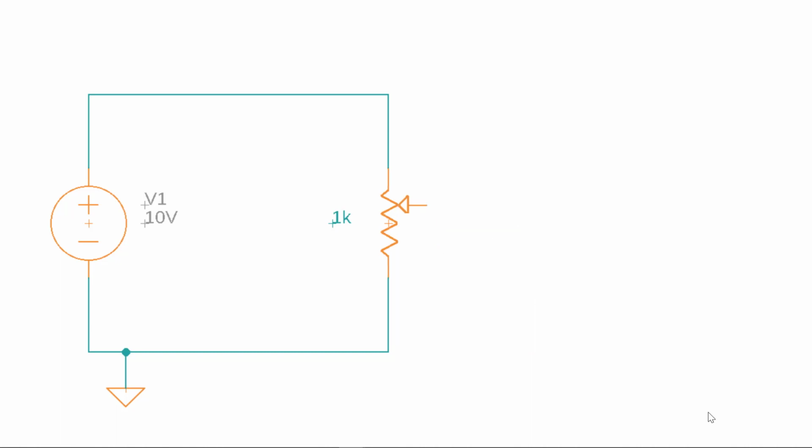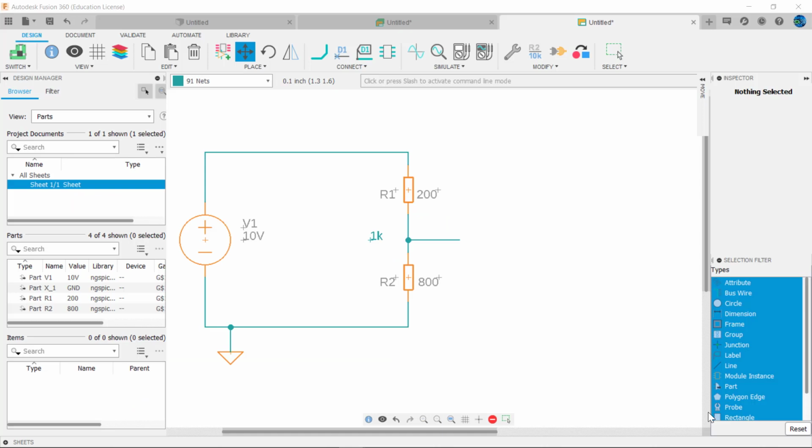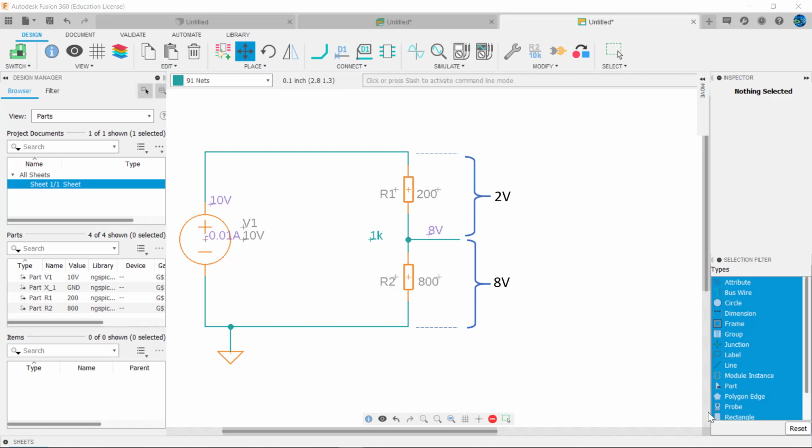Now imagine that the wiper moves up the resistance, such that 80% of the resistance is from wiper to ground, and the remaining 20% from wiper to source. The resistance from wiper to ground would be 80% of the 1K, or 800 ohms, and the remaining 200 ohms would be from wiper to source. In essence, we have a circuit made up of a 200 ohm resistor in series with an 800 ohm resistor, as shown in this Fusion simulation circuit. R1 and R2 reflect the wiper at 80% rotation. As you would expect, 80% of the applied voltage, or 8 volts, will be across the 800 ohm resistance, and the simulation results confirm this.